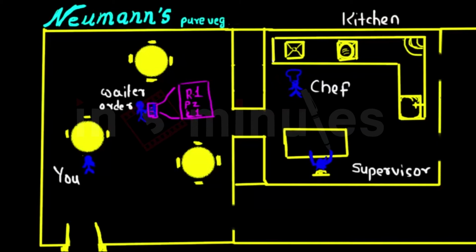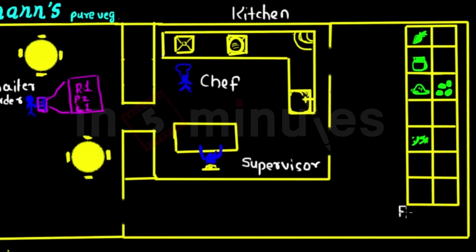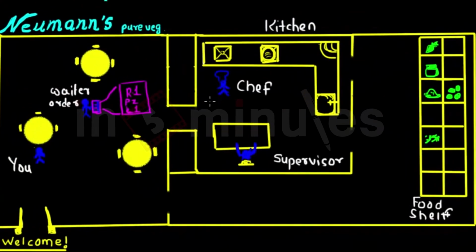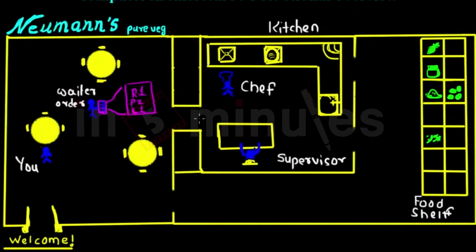This restaurant has a food shelf at the back. The food shelf is kept in very hygienic conditions, and the policy of the restaurant is that any kind of food, be it raw ingredients or prepared dishes, is supposed to be kept in the food shelf after preparing. Okay, so this is the food shelf.